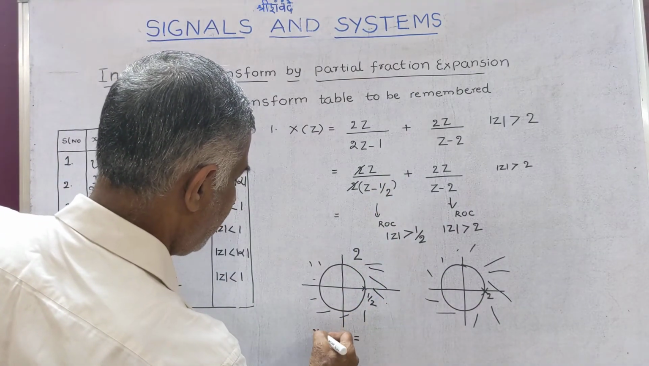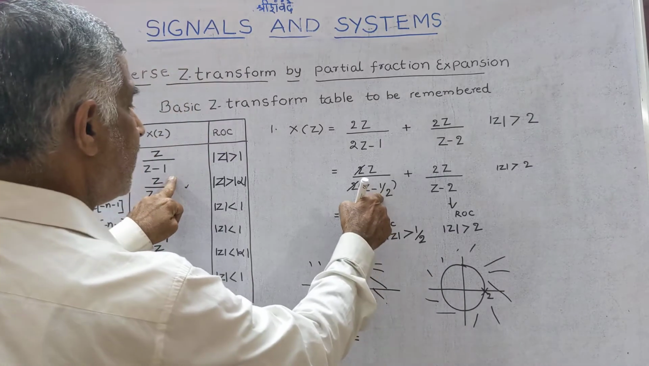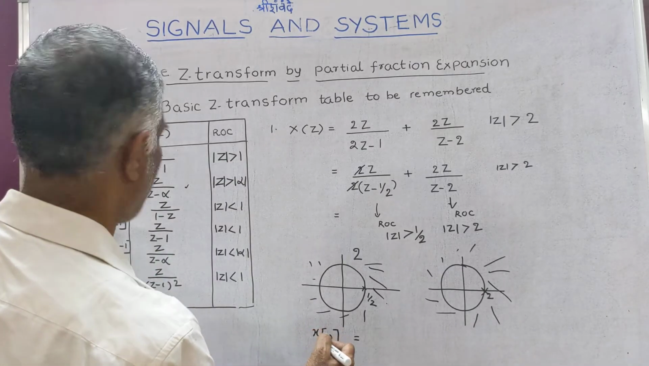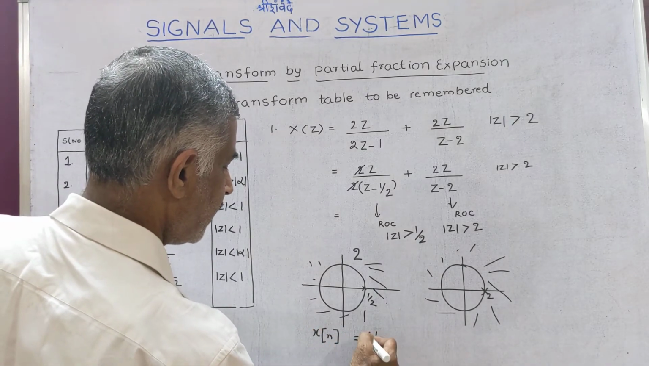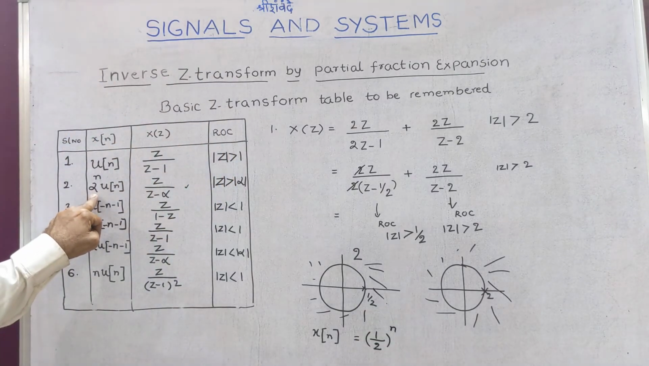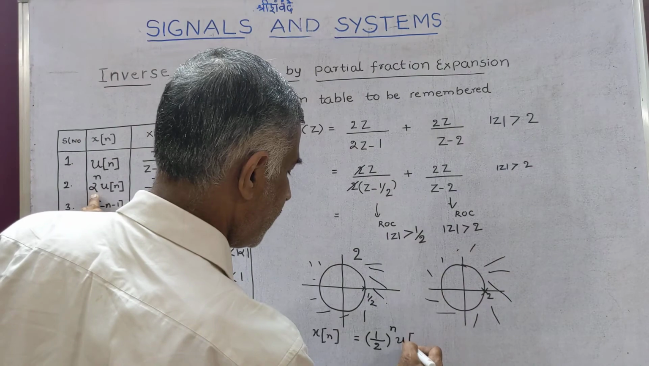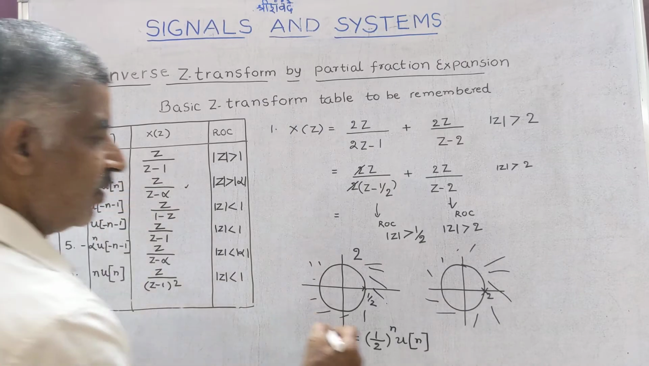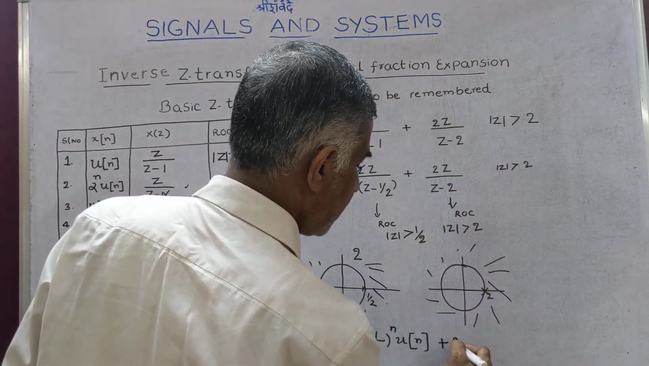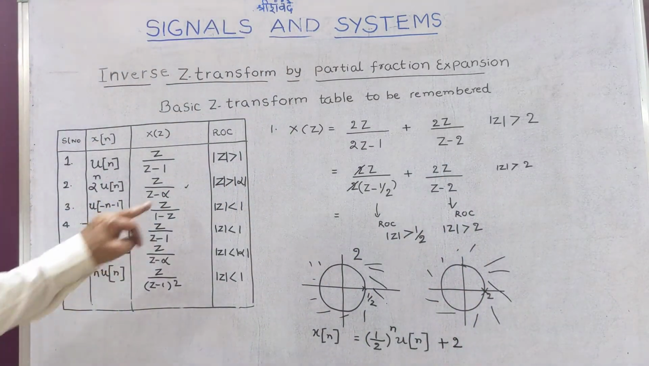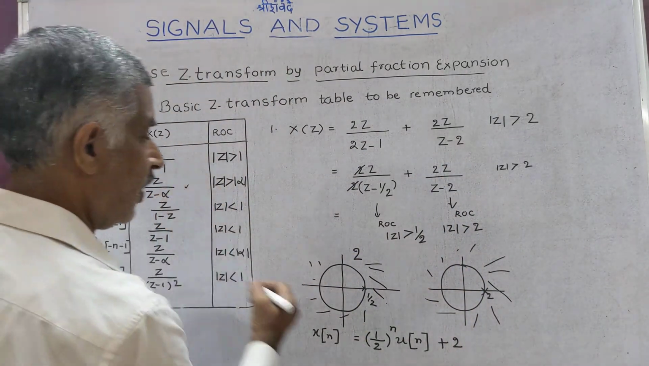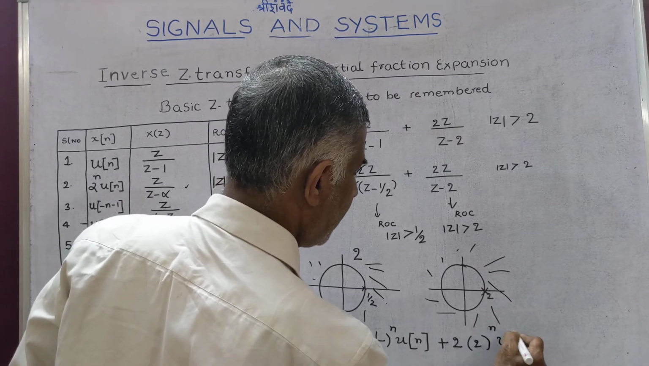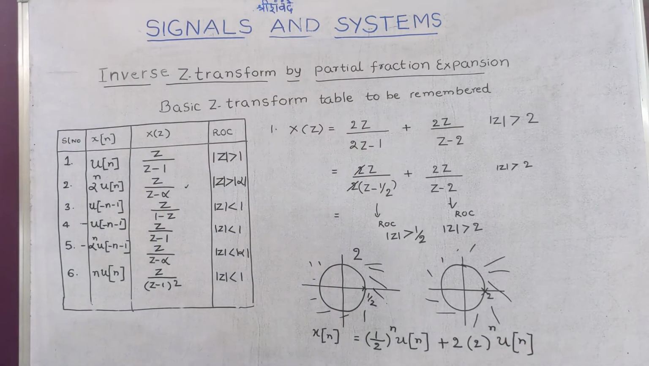Therefore, you can write the terms for these two. First one: x of n is equal to, here alpha is half, so half to the power of n, u of n. Next, plus 2, where 2 is a constant, and here alpha is 2, so 2 to the power of n, u of n.